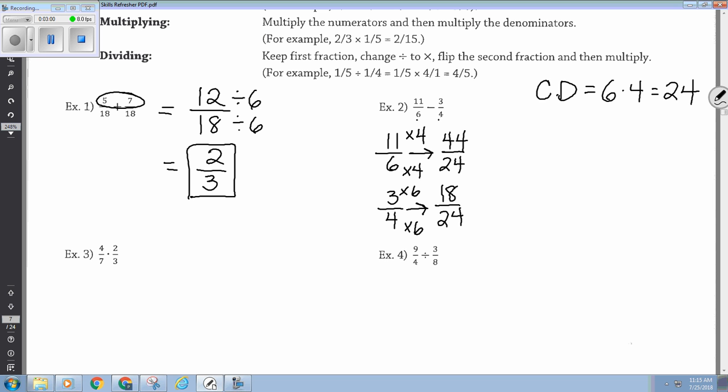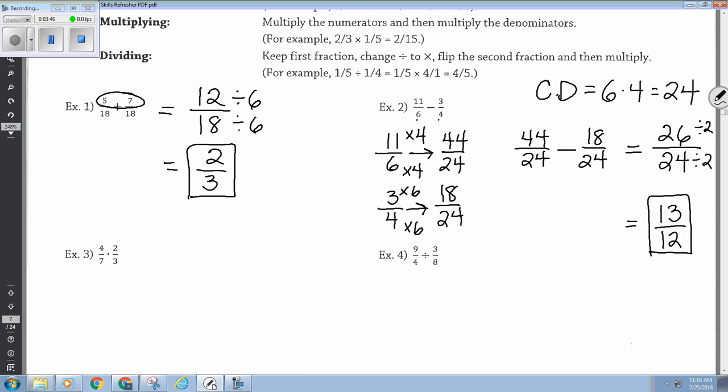So now, instead of doing 11 over 6 minus 3/4, we're going to do 44 over 24 minus 18 over 24. Now that the denominators are the same, we can go ahead and work the problem out. Denominator stays as is. 44 minus 18 is 26. Both of those numbers can be reduced. So we can take 26 and divide by 2 to give us 13, and 24 divided by 2 to give us 12.